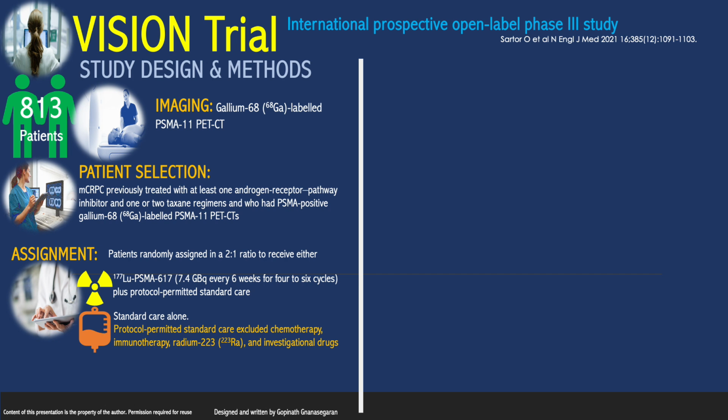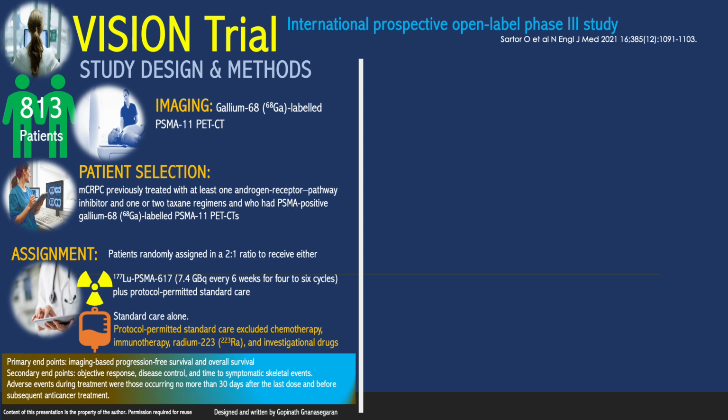And in fact, the patients were randomly assigned in a 2:1 ratio, and patients received 7.4 gigabecquerels every 6 weeks, approximately 4 to 6 cycles, plus the protocol permitted standard of care. And in the other third of the patients, based on the 2:1, standard of care alone was permitted. The protocol standard of care excluded patients on chemotherapy, immunotherapy, radium, and other investigational drugs.